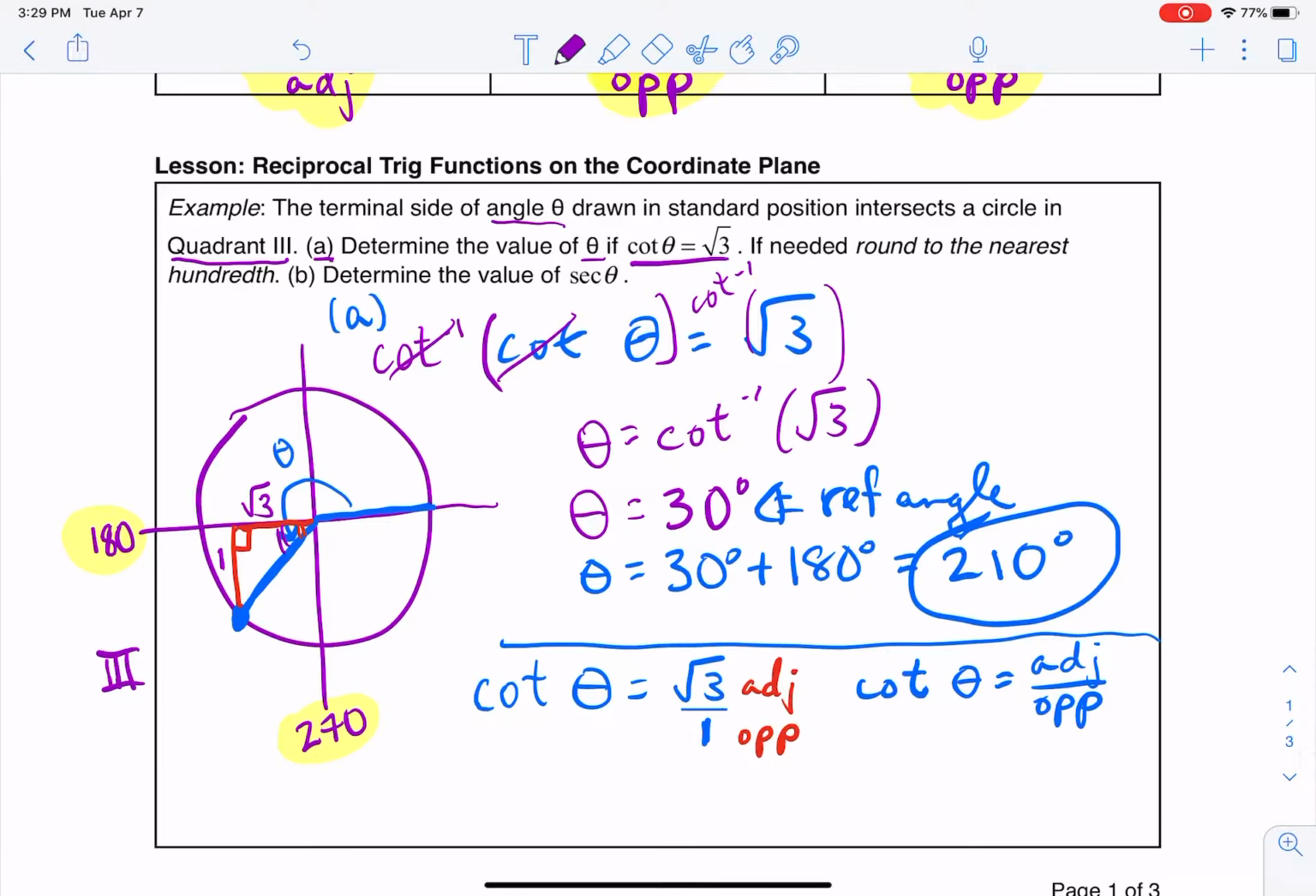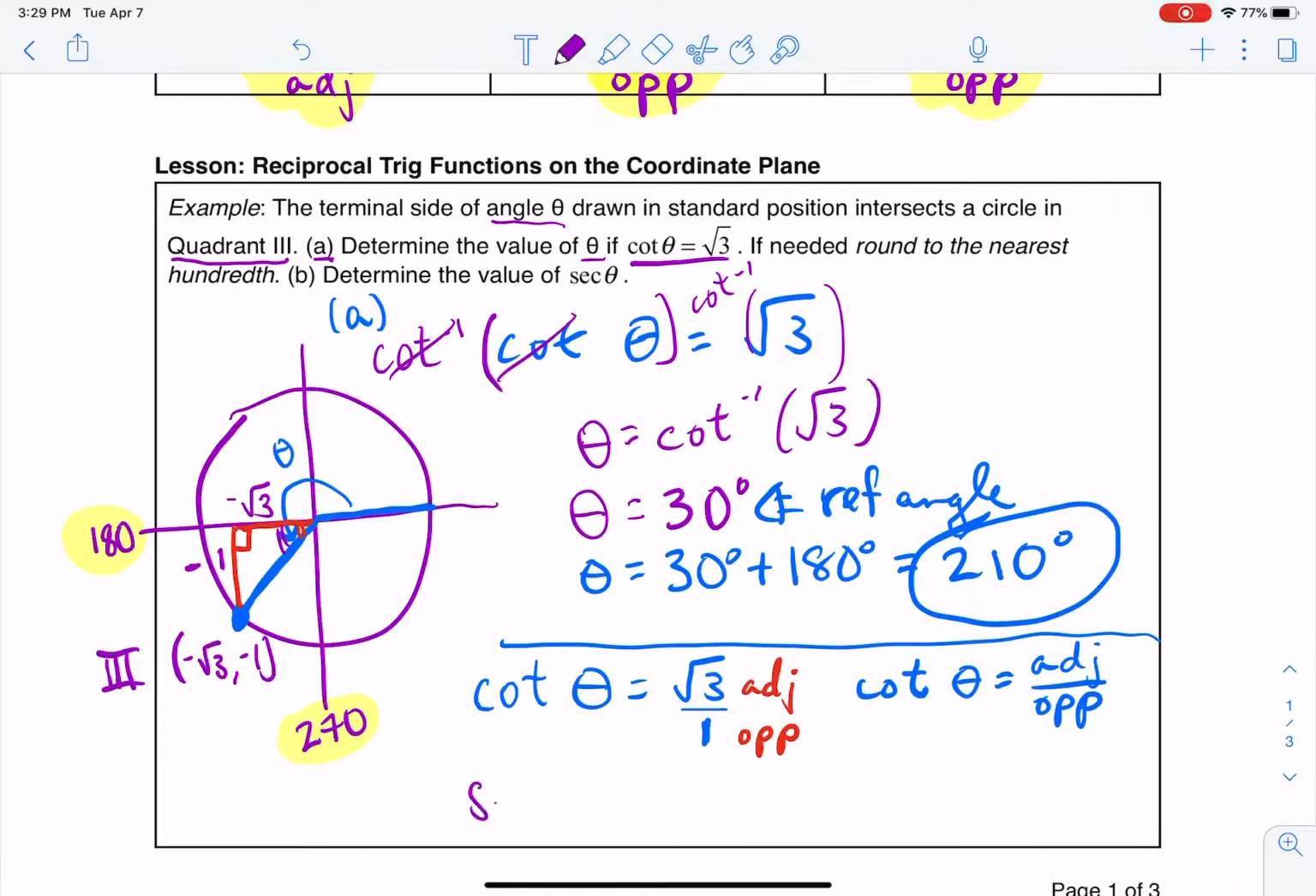Now, thinking about which quadrant we're in, what does that tell me about those values? Well, it tells me they're negative because my x value, or my adjacent side, is on the negative side of the x values, and my y value is also negative. So this point here is really negative square root of 3, negative 1.